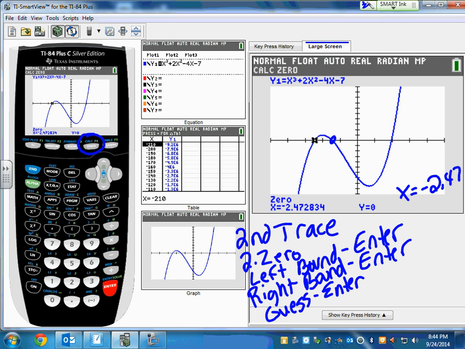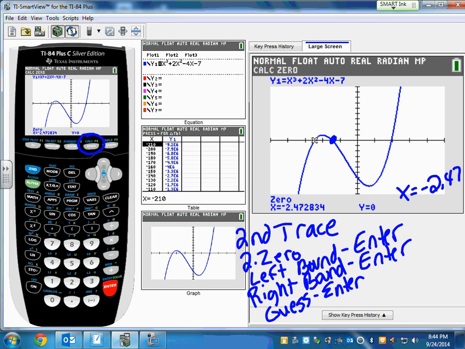I also need to find this 0, which means I have to do this process all over again. I'm going to hit second trace. I'm going to hit 0. I'm going to go to the left of it, but not so left that I get to the other 0. And then I'm going to go to the right of it, and then I'm going to guess. So make sure you read what it's asking. Pay attention to where your cursor is.